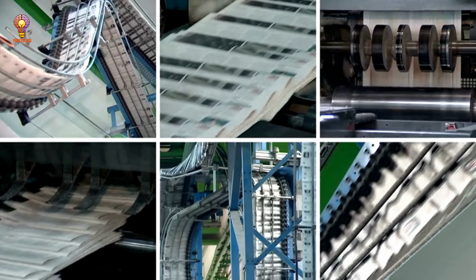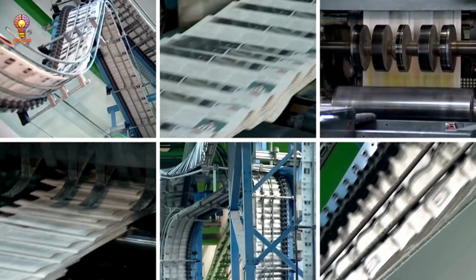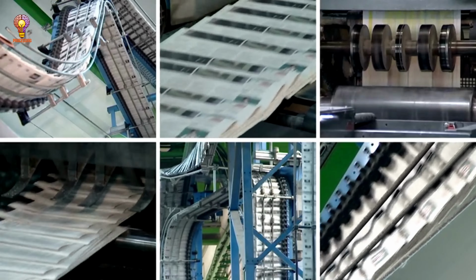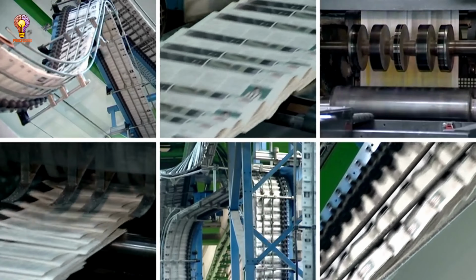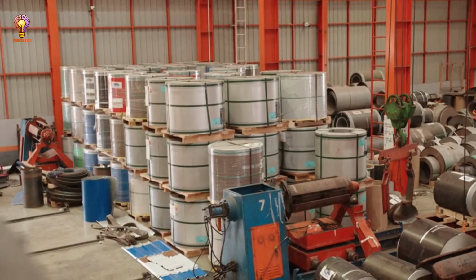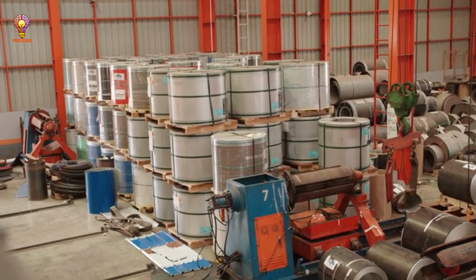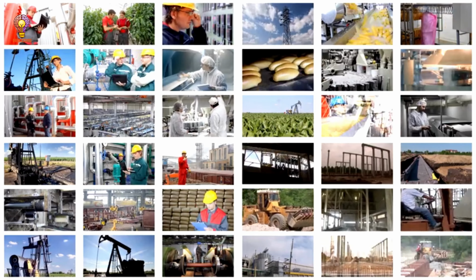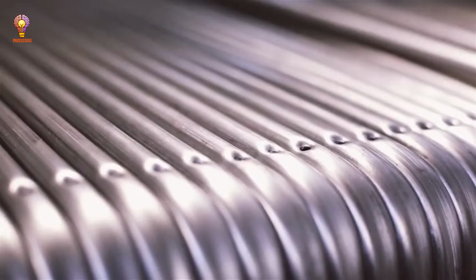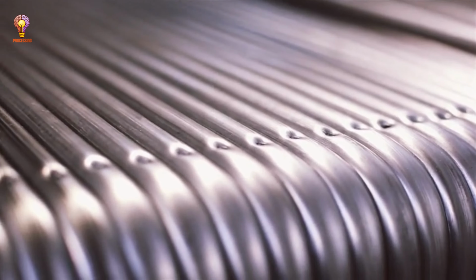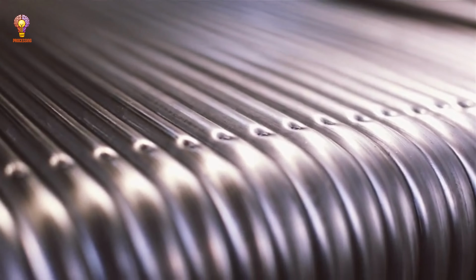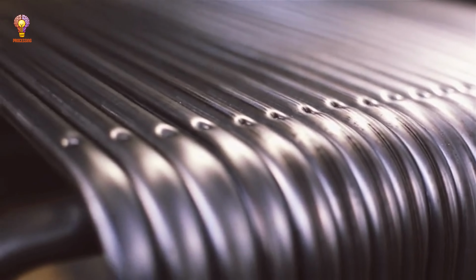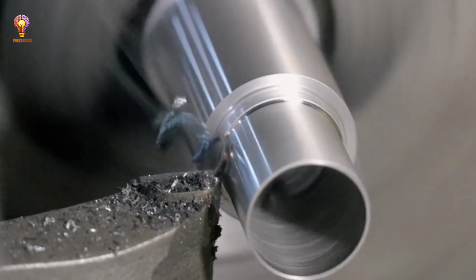5. Product diversification. The steel industry is producing more specialized products to meet the diverse needs of different sectors. High-strength steel. With advancements in alloying and heat treatment technologies, steel can now be made with higher tensile strength while maintaining good formability. This type of steel is crucial in industries like aerospace, automotive, and construction, where high strength-to-weight ratios are needed.